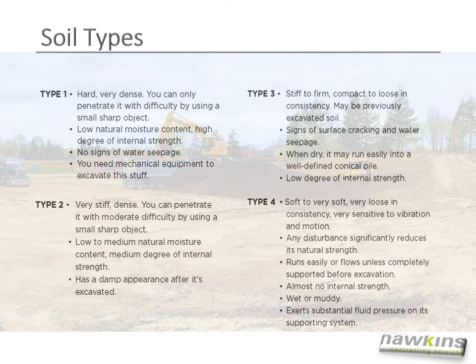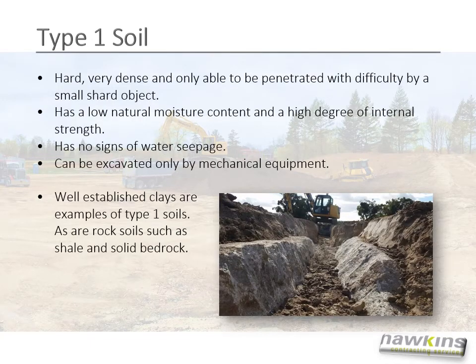There are 4 soil types, each having distinct characteristics that define how they must be excavated. Now we will explore each soil type. Type 1 soils are hard, very dense, and only able to be penetrated with difficulty by a small, sharp object. Type 1 soils have a low natural moisture content and a high degree of internal strength. There are no signs of water seepage, and it can be excavated only by mechanical equipment. Well-established clays are examples of Type 1 soils, as are rock soils such as shale and solid bedrock.